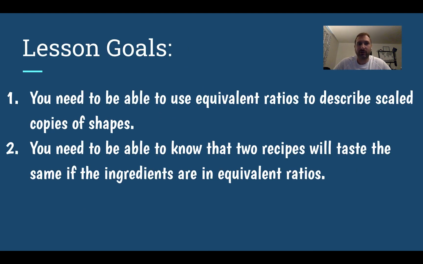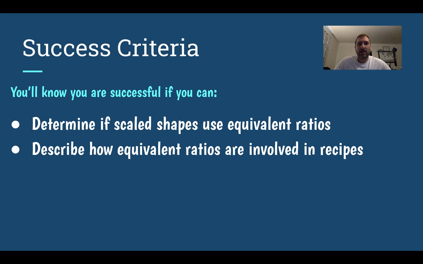After this lesson, you need to be able to use equivalent ratios to describe scaled copies of shapes, and you need to know that two recipes will taste the same if the ingredients are in equivalent ratios. After this lesson, you'll know you're successful if you can determine if scaled shapes use equivalent ratios and describe how equivalent ratios are involved in recipes.